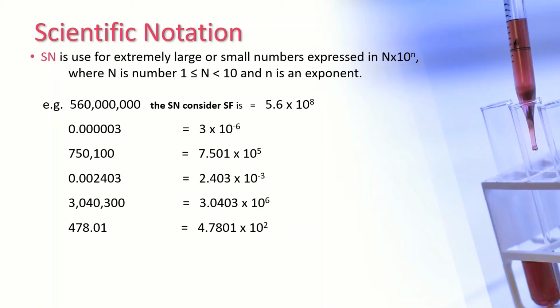And for the last example, the sixth, 478.01. In this value, you have 5 significant figures. So all numbers are significant. So your scientific notation should have all these numbers. And it becomes 4.7801 times 10 to the power of 2.